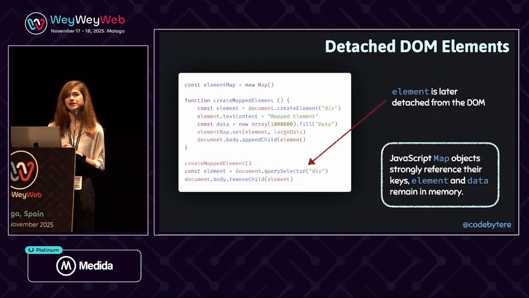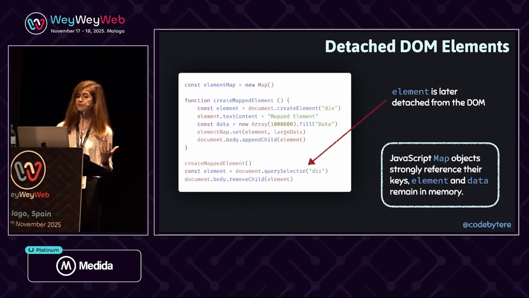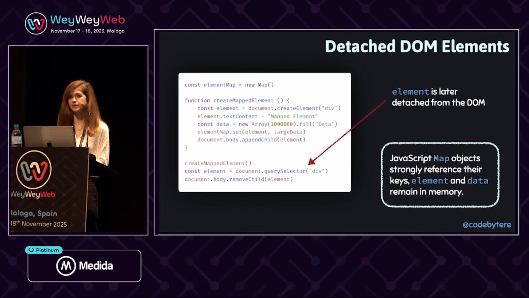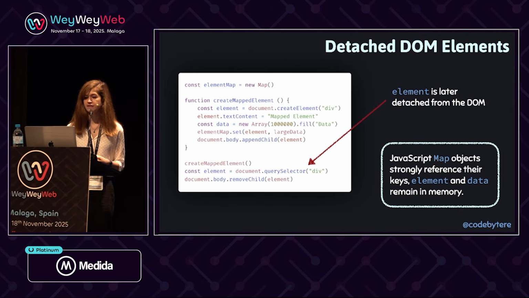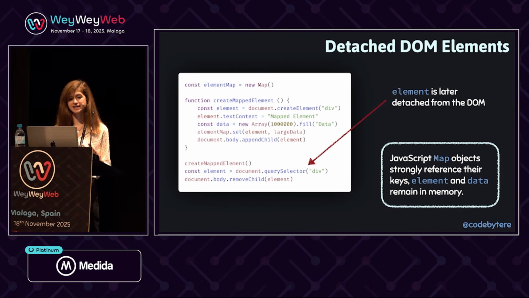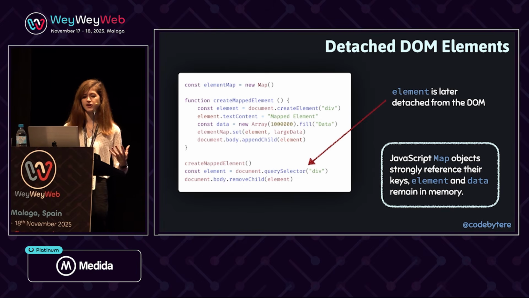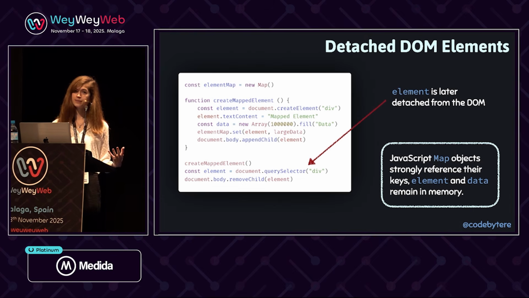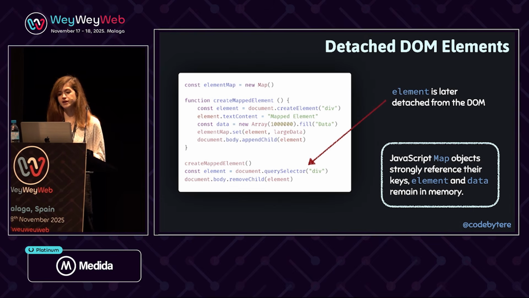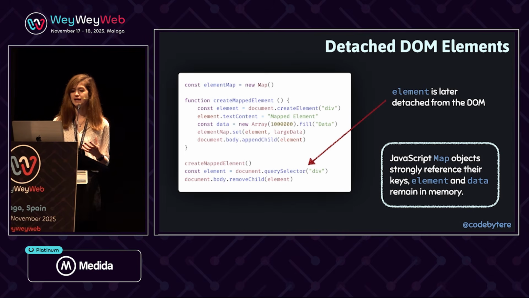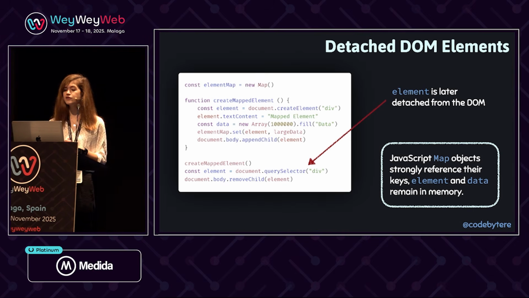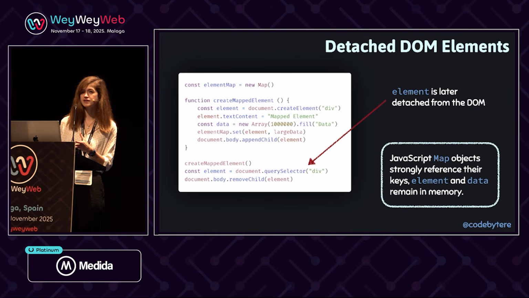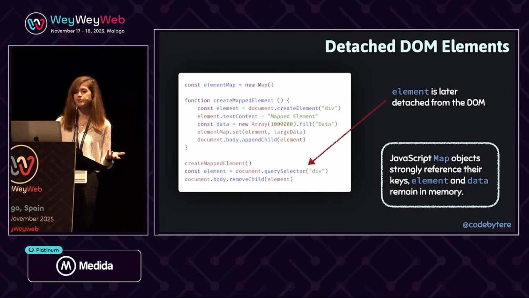Finally, we have detached DOM elements. In this example, we use a map called elementMap to associate a DOM element with some large data. This map allows element to serve as a key, storing data as its value. After attaching the element to the DOM and then adding it to the map, the element is then removed from the DOM, simulating a case where the element has been discarded. Even though the element has been removed from the DOM, it still exists in memory because it's still being used as a key in elementMap.